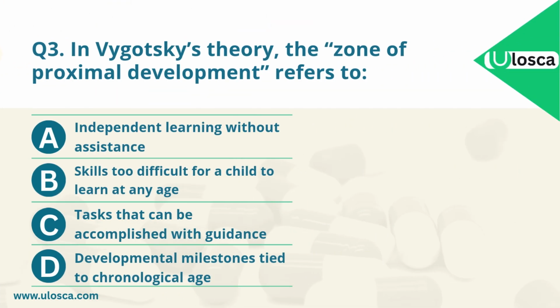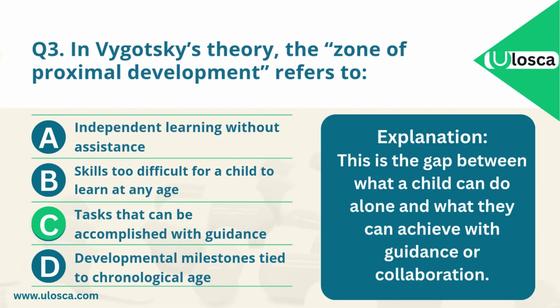The correct answer is C. Tasks that can be accomplished with guidance. Explanation. This is the gap between what a child can do alone and what they can achieve with guidance or collaboration.